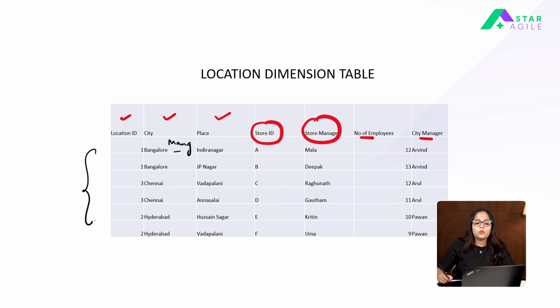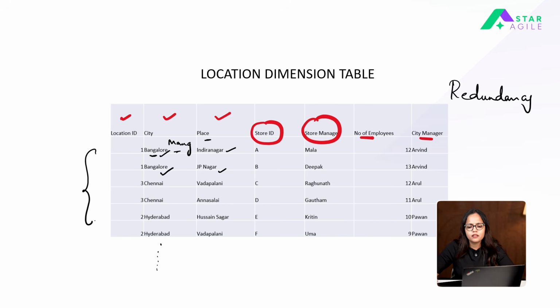Let's say I want to replace Bangalore with Mangalore. How many places do I have to update? I have to update here, here, and n number of records that have Bangalore. Not only that, guys, I should also update this place information because obviously Mangalore is not going to have Indiranagar, right? So I'm supposed to update that as well. This kind of updation creates redundancy in your record, isn't it? Which is a little difficult. Also, the whole purpose of a dimension table is defeated if you have that many rows and columns, right?